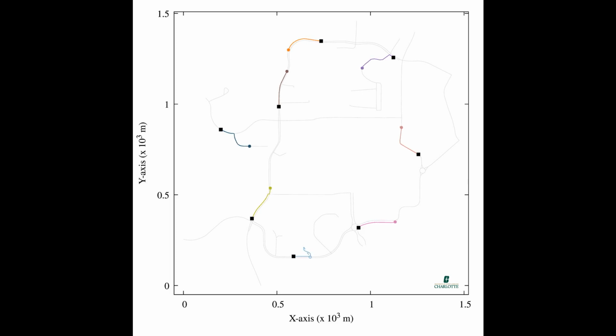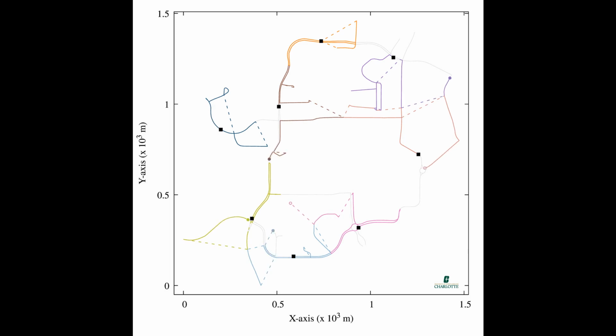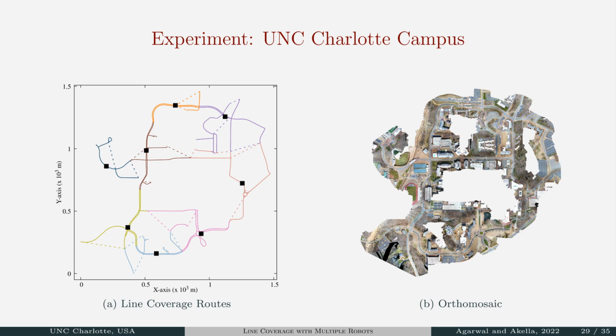This animation shows robots following the routes. The solid lines represent servicing while the dashed lines represent deadheading. Note that the robots travel faster when deadheading as they do not perform servicing tasks such as taking images. We autonomously flew a DJI Phantom 4 along the routes. The orthomosaic on the right was generated using the images obtained while servicing the road segments.